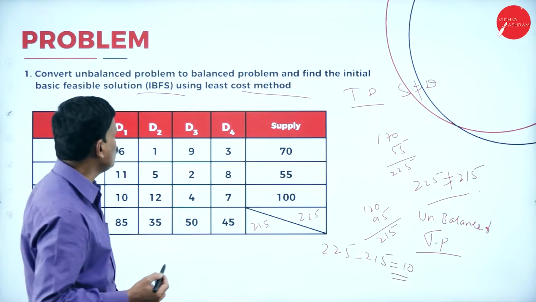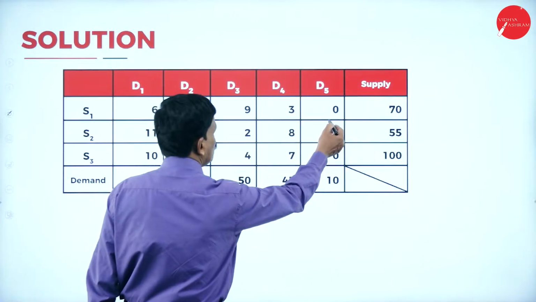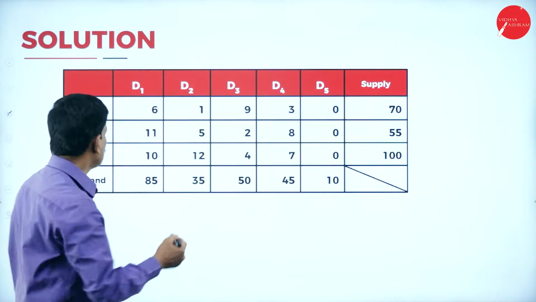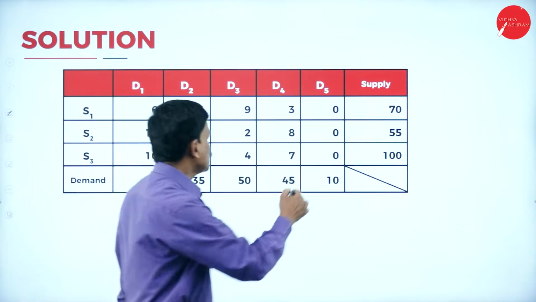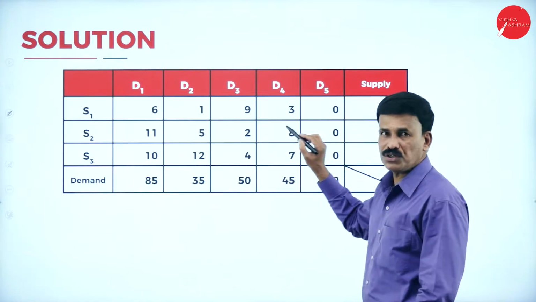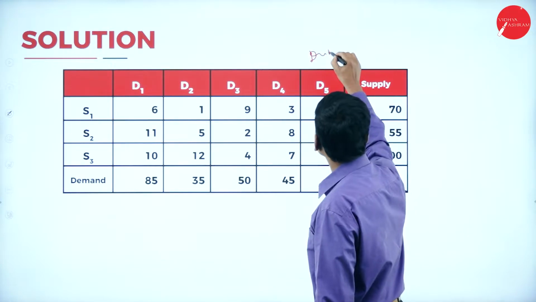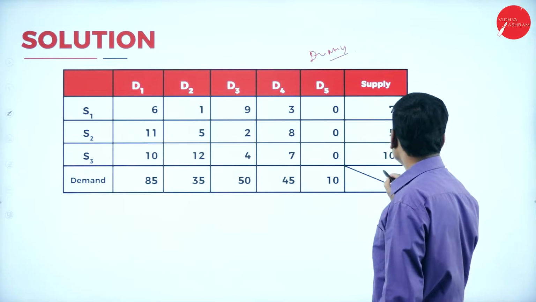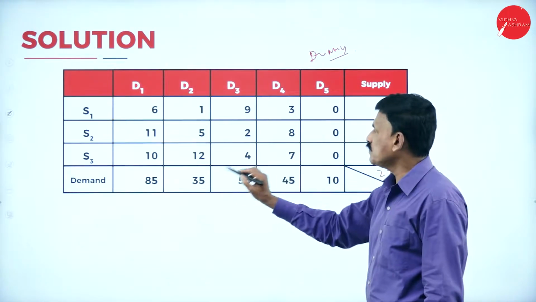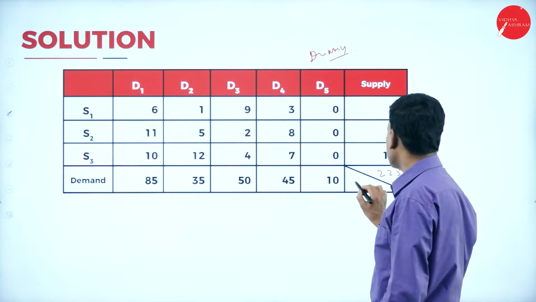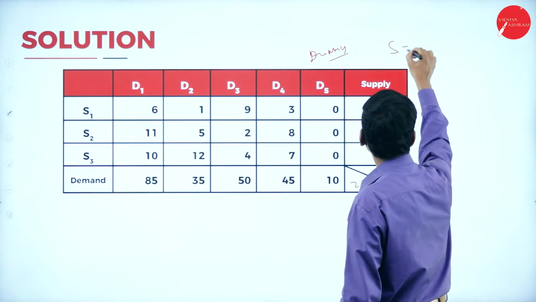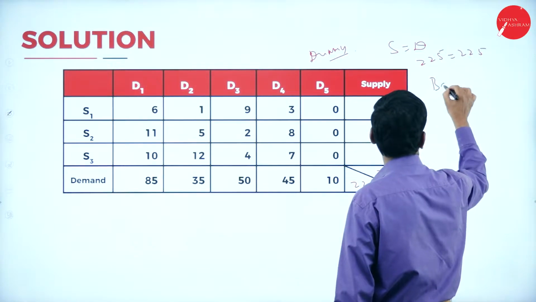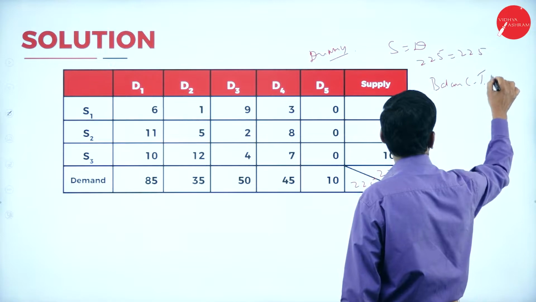Now let us add a dummy column. So D5 is a dummy column with entries 0, 0, 0 and the total as 10. So all the elements are 0 except this D5 column. In the D5 column we are going to add a dummy 0, 0, 0 with the total 10. If I add this, it is 225. Again 85 plus 35 plus 50 plus 45 plus 10 is equal to 225. So here supply is equal to demand, 225 is equal to 225. Therefore, this is a balanced transportation problem.